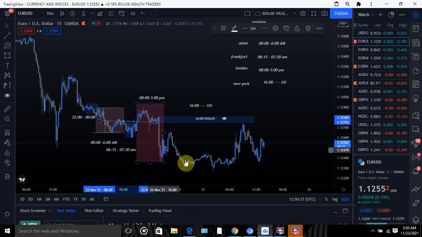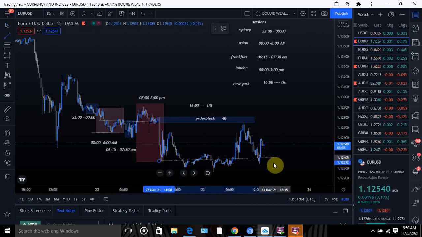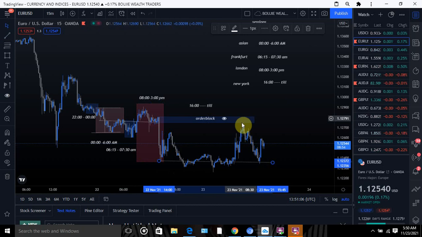Then we came back here and the New York opened. As you can see, we came to respect this point of interest here. Then we started to distribute. Remember, I say we target the low of the London. So if we had a good entry here, then we would have collected these few pips here.